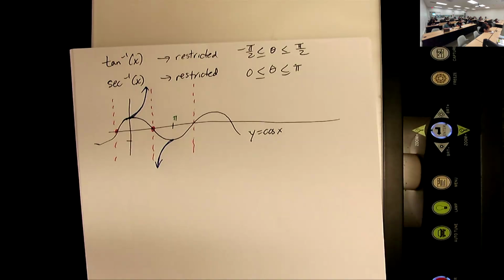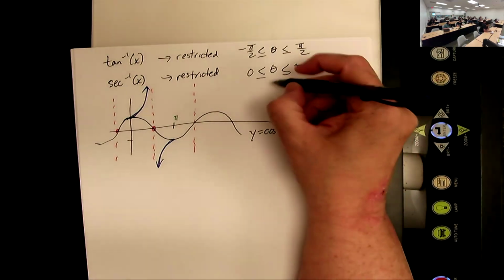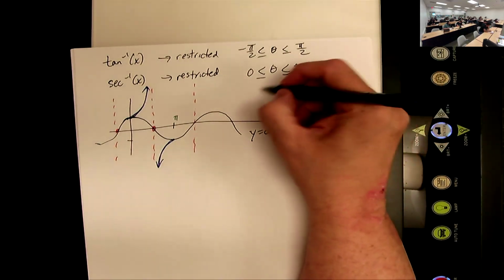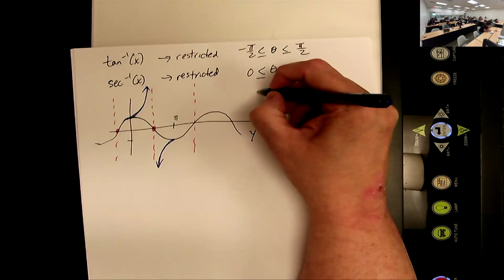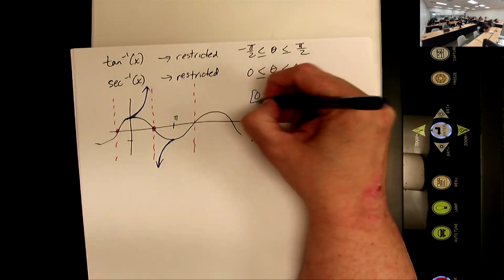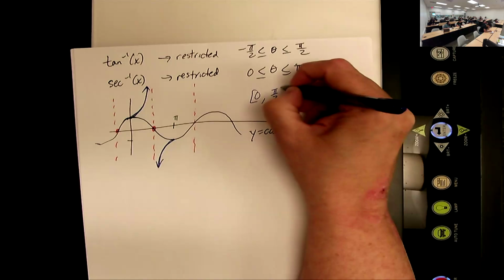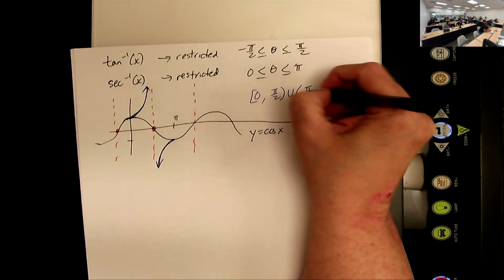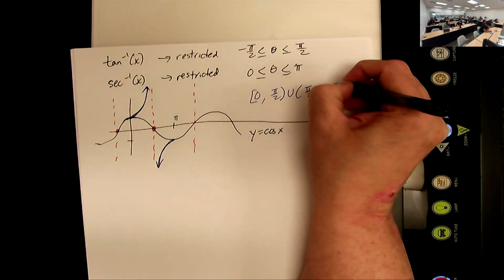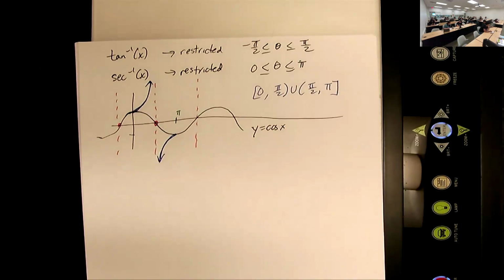That covers all the obvious values. Maybe we should say the domain is actually from zero to pi over two in union with pi over two to pi. That's probably a better way. This can't be pi over two in there.